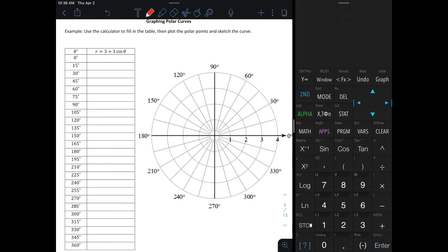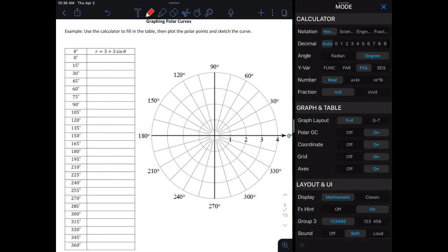Okay, so let's look at graphing another polar curve here. And this time, notice how the polar grid is in degrees. So when I go into my calculator to create this table of values, I need to make sure it's in the right mode. So I press mode, I confirm that it's in polar, and this time I have to change it over to degree for my angle.